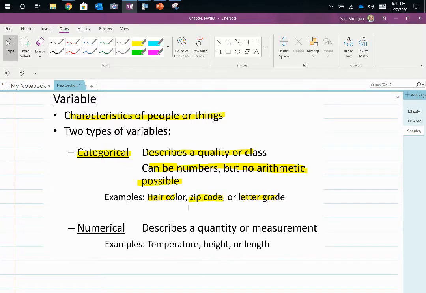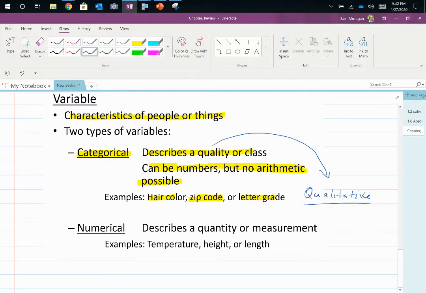Although zip codes are numbers, you can't do arithmetic with them. So pay attention to this definition of categorical. Now, categorical data is sometimes referred to by different words. Categorical data can sometimes be called qualitative. So if you see qualitative data, it means the same as categorical data. It's describing a quality, okay? And that's where qualitative comes from.